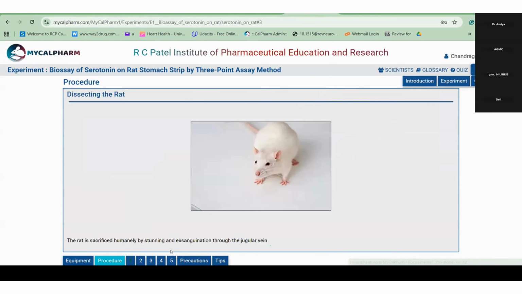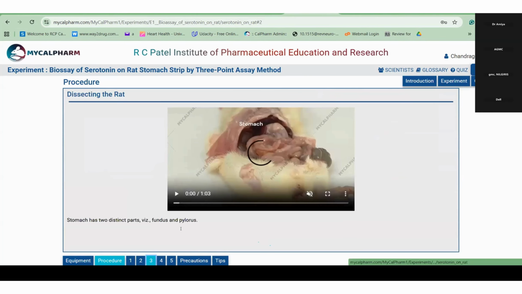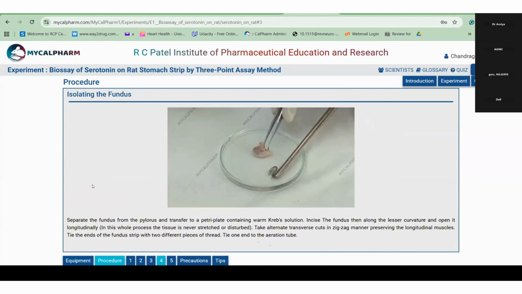So all these details have been very nicely simulated here. You can see how the tissues are isolated, how the tissues are mounted. All these are provided in the best possible manner to the users. Okay. So isolation of the stomach and preparing the stomach strip itself is a very minute process.